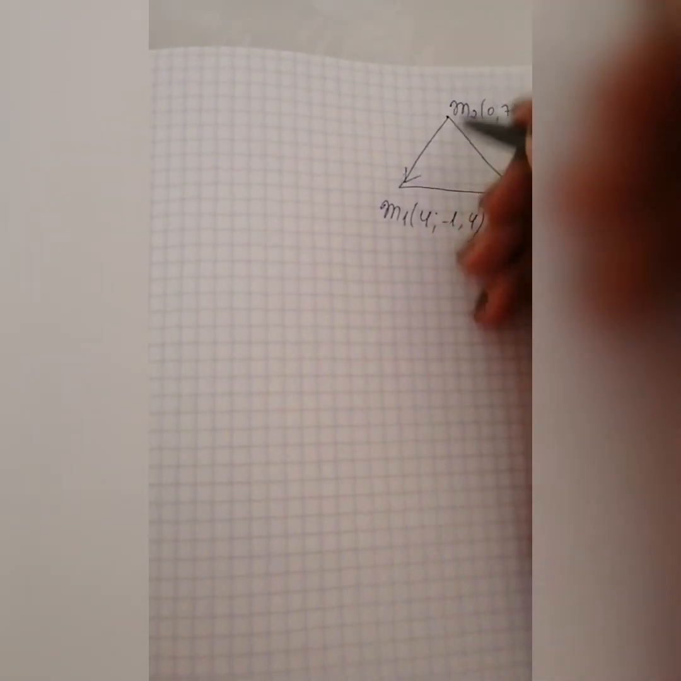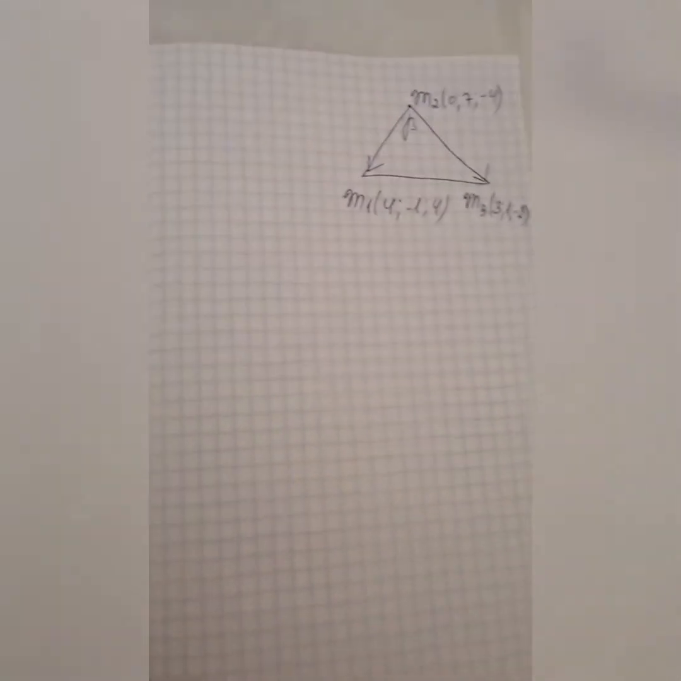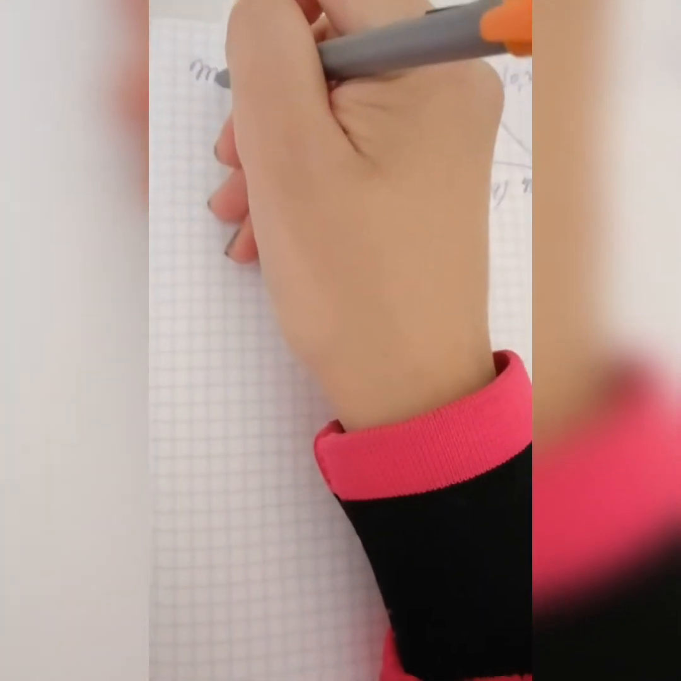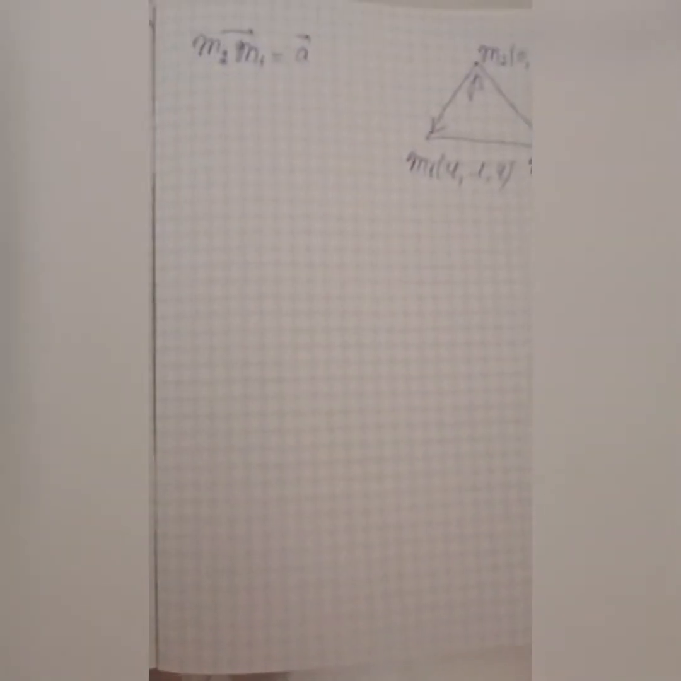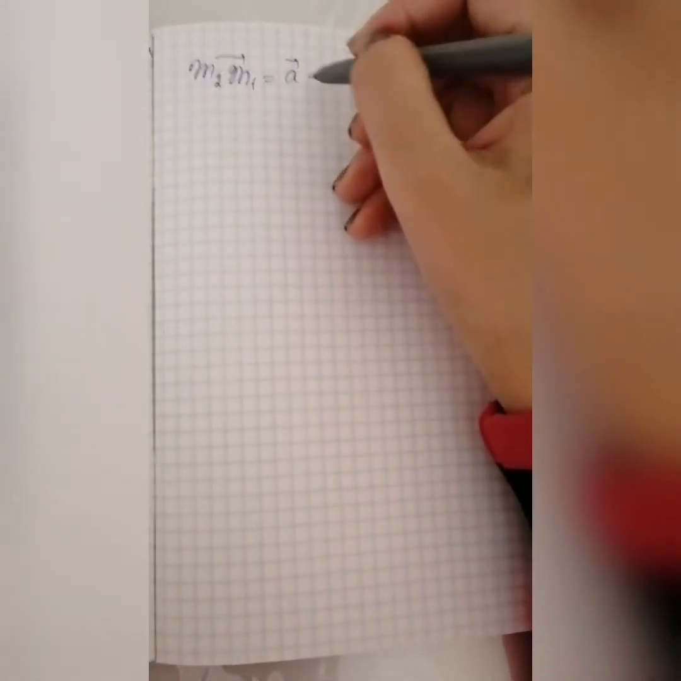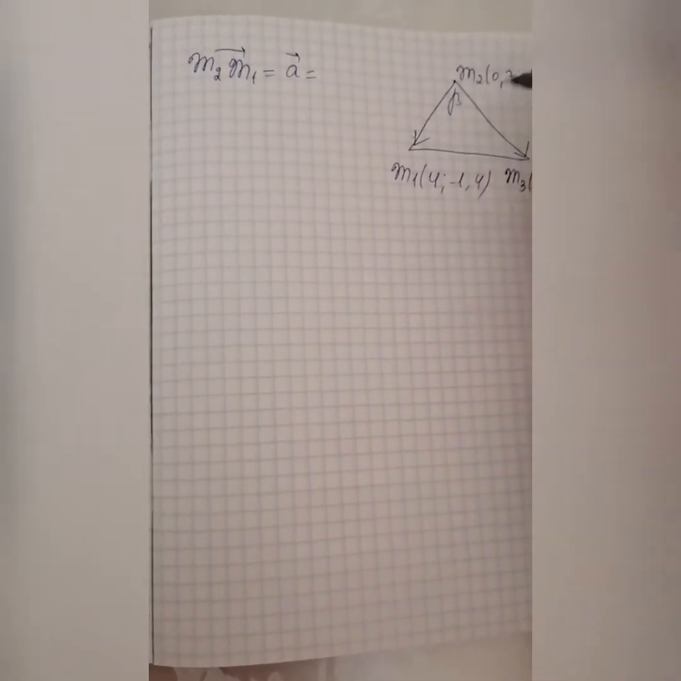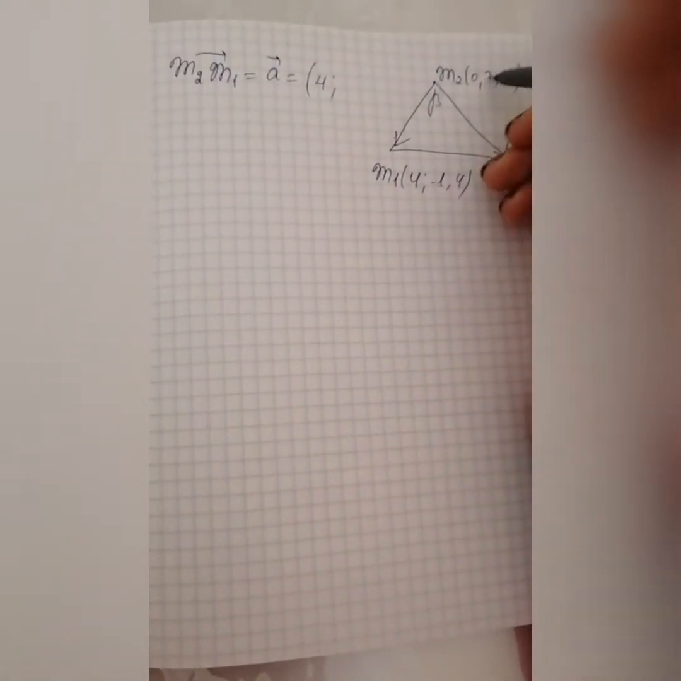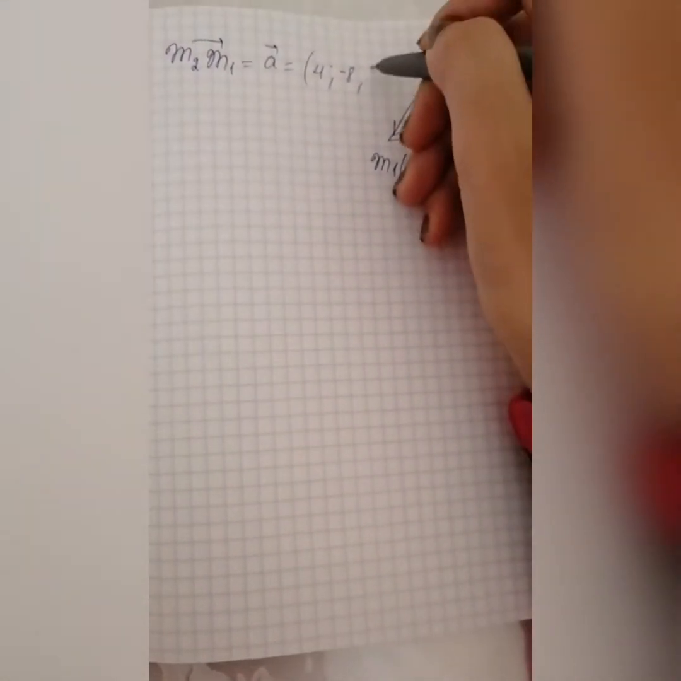So we also call the vectors M2M1 and M2M3 forming an angle beta, and we can call the vector M2M1 vector A. In order to find the coordinates of the vector A, we subtract the coordinates of M2 from M1. 4 minus 0 is 4, -1 minus 7 is -8, 4 minus -4 is 8.